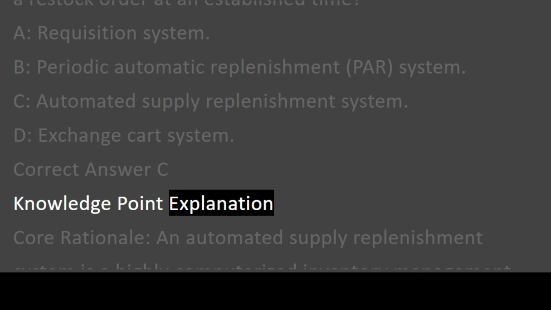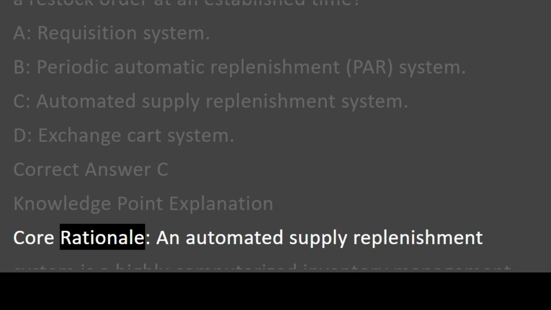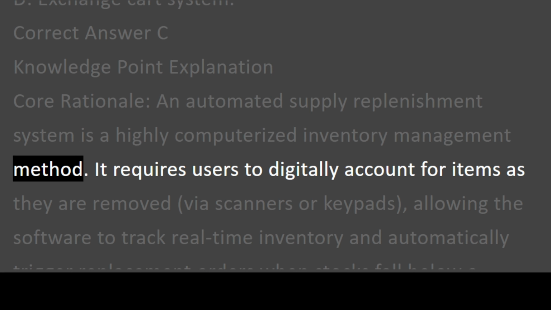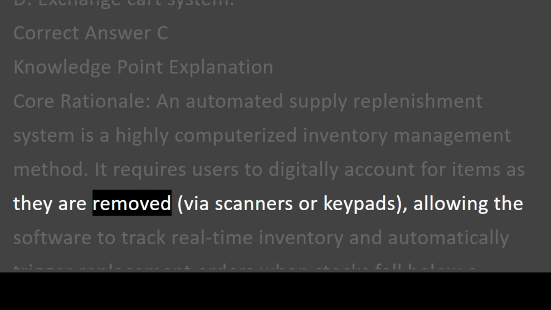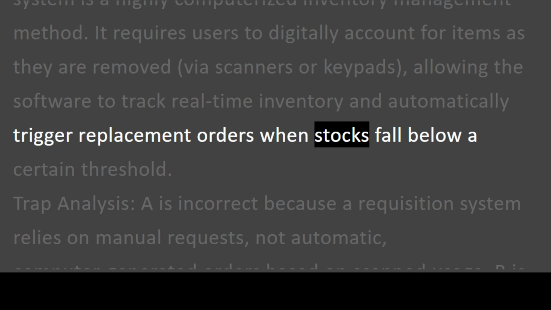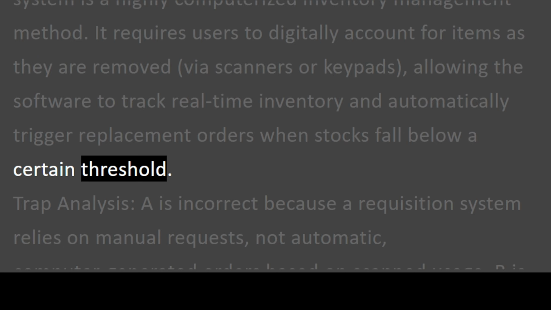Knowledge point explanation. Core rationale. An automated supply replenishment system is a highly computerized inventory management method. It requires users to digitally account for items as they are removed, via scanners or keypads, allowing the software to track real-time inventory and automatically trigger replacement orders when stocks fall below a certain threshold.